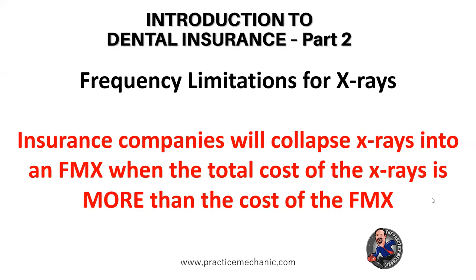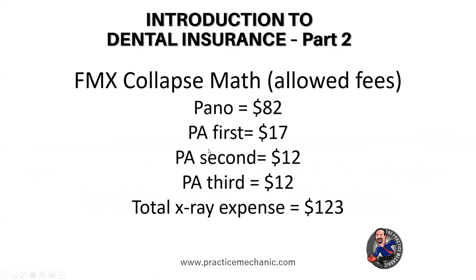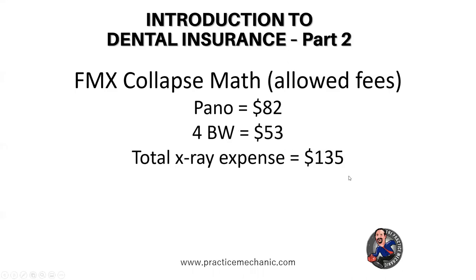What that means is this. Let's say you take a panoramic x-ray and three PAs on a patient. The pano is $82. Your first PA is $17, your second is $12, your third is $12. That's a total x-ray expense of $123. Then, example two, you take a pano and four bite wings: $82, $53. Total x-ray expense is $135.